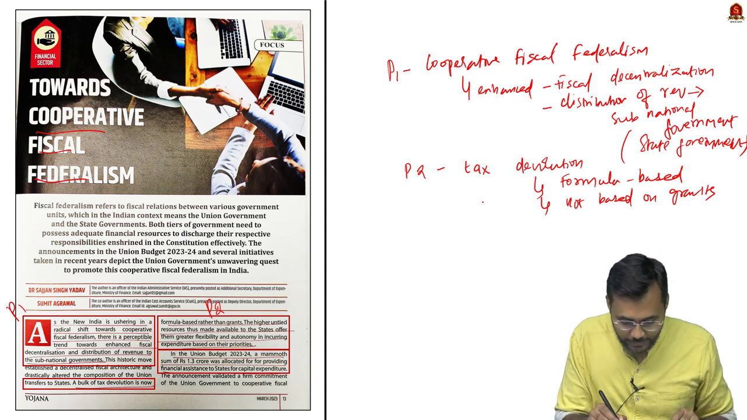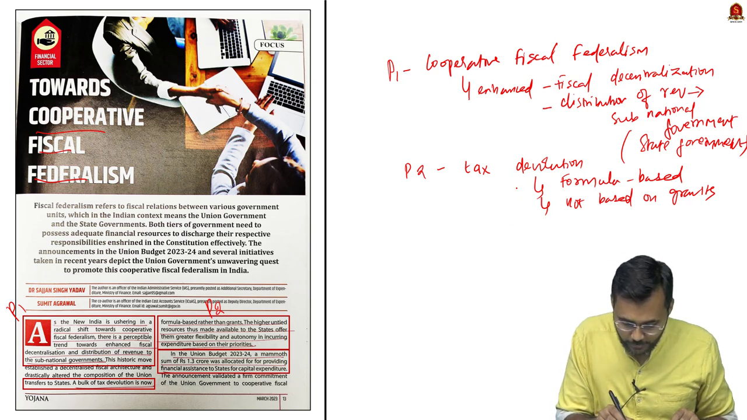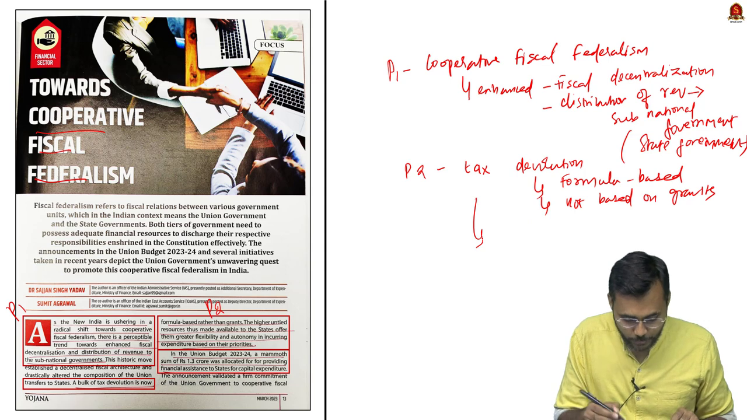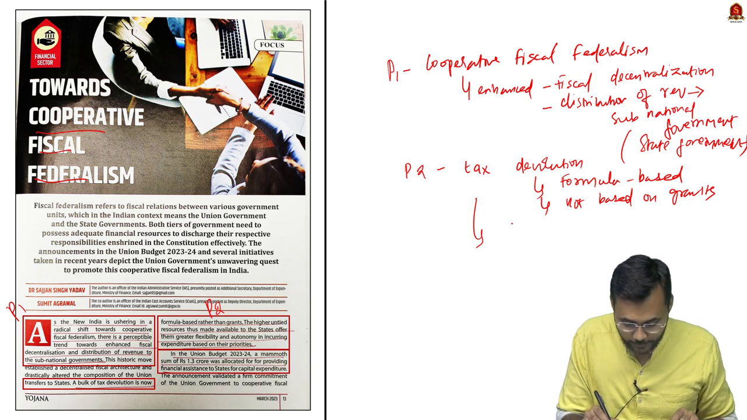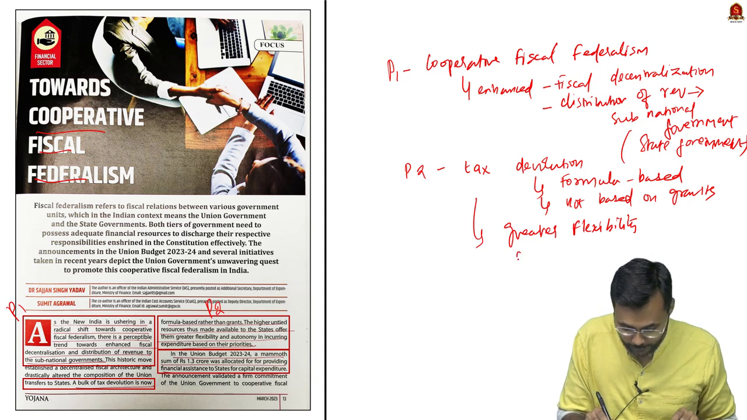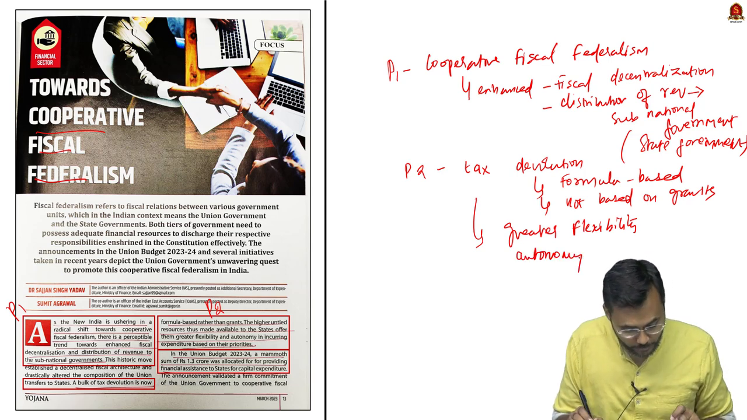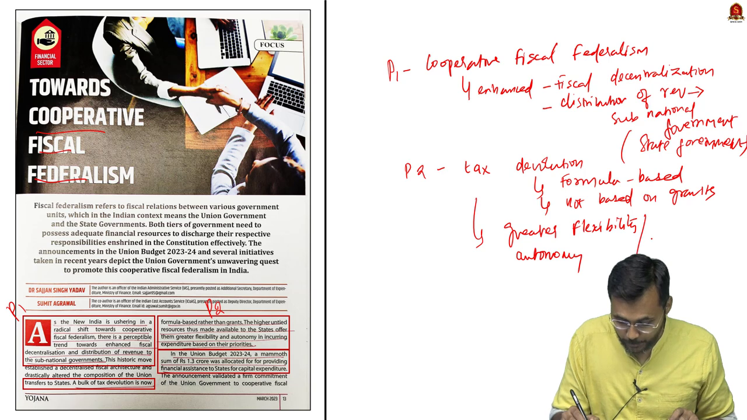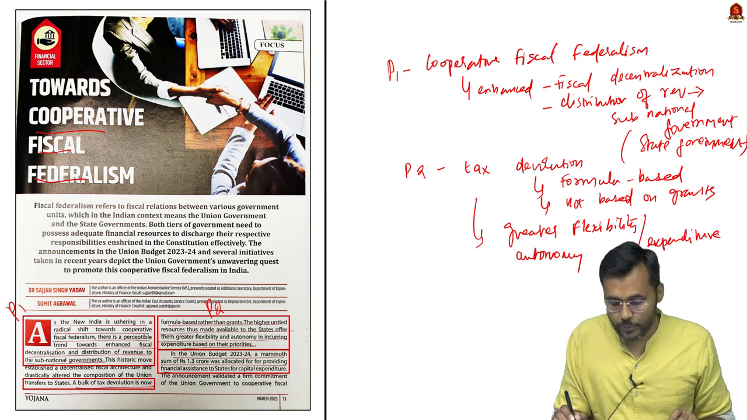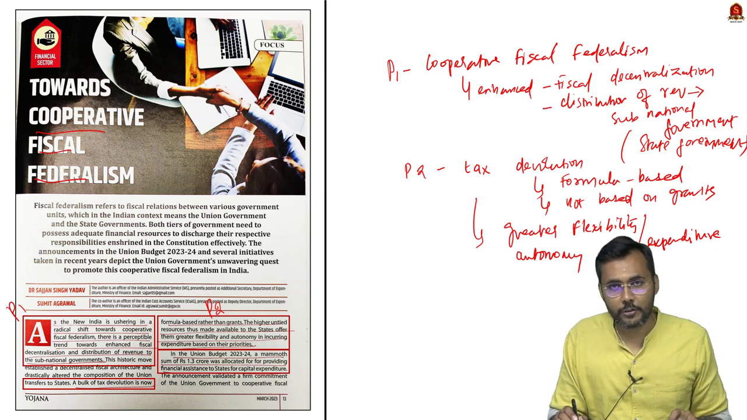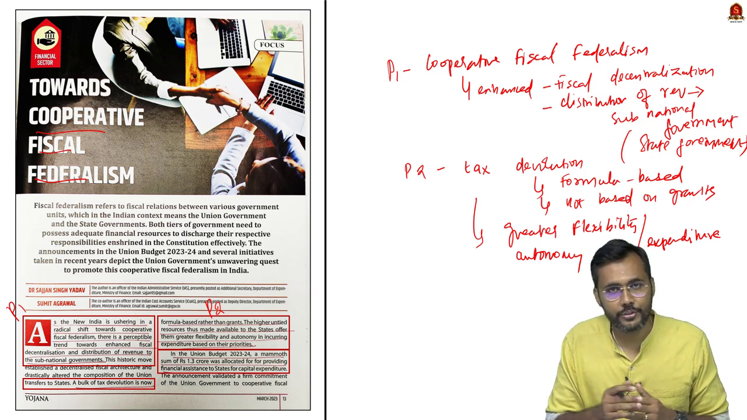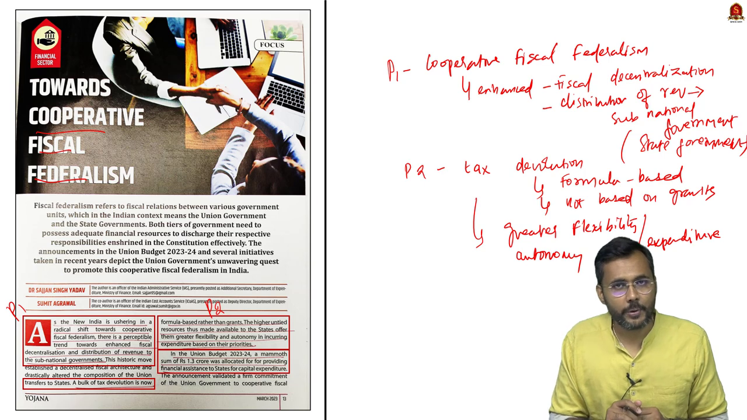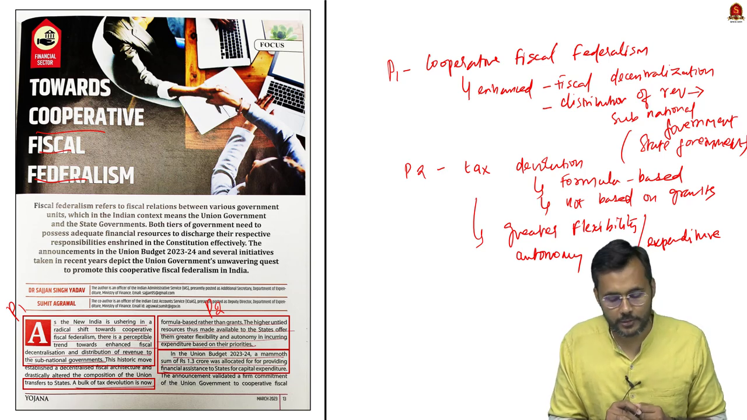What is the advantage of this? If you are going to give the taxes to the state level, it gives them greater flexibility and autonomy. The importance of these two terms is especially in the aspect of expenditure. Because of sharing the tax revenues with the state, the state can spend their money for their needs. That's the most important thing.